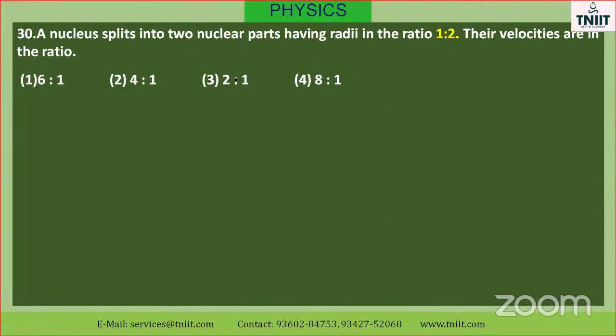Come to the next concept. A nucleus is going to split into 2 parts having the radius ratio R1 by R2 equal to 1:2. What is the velocity ratio they are asking?